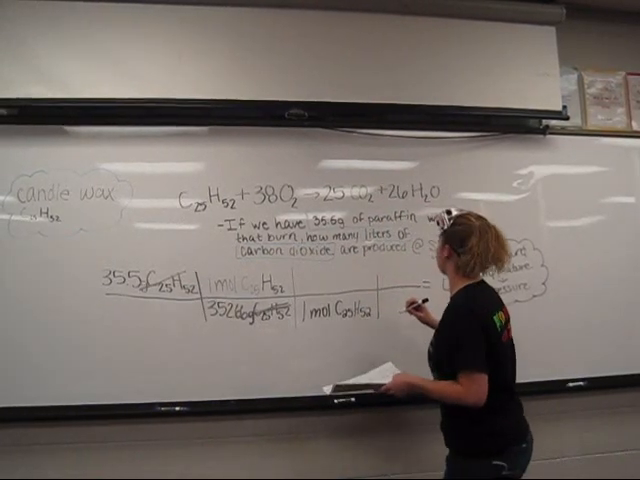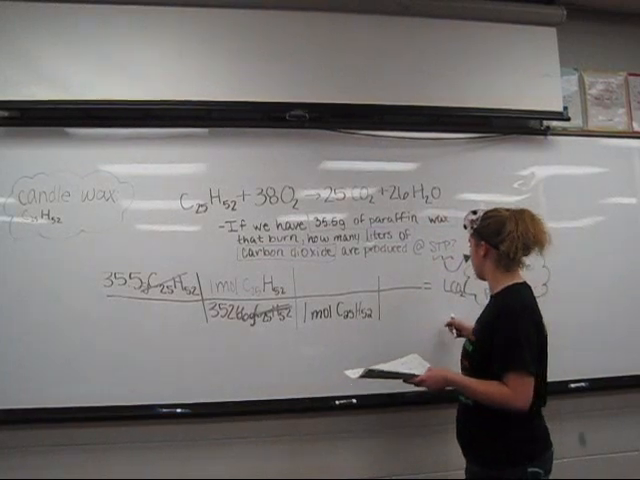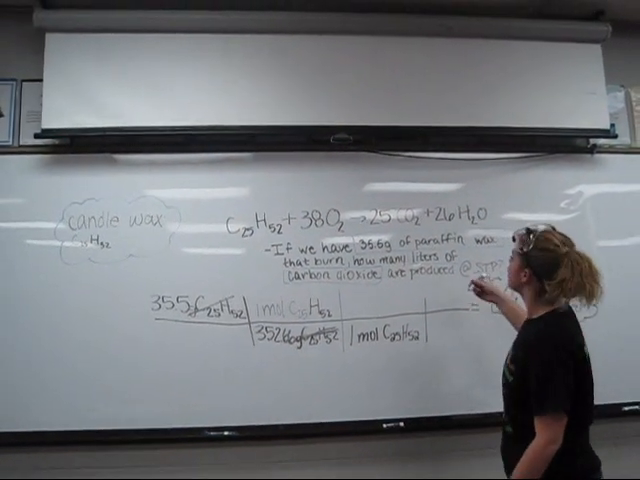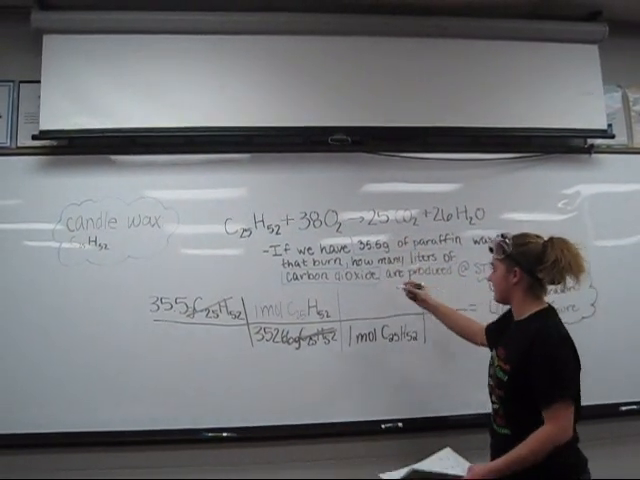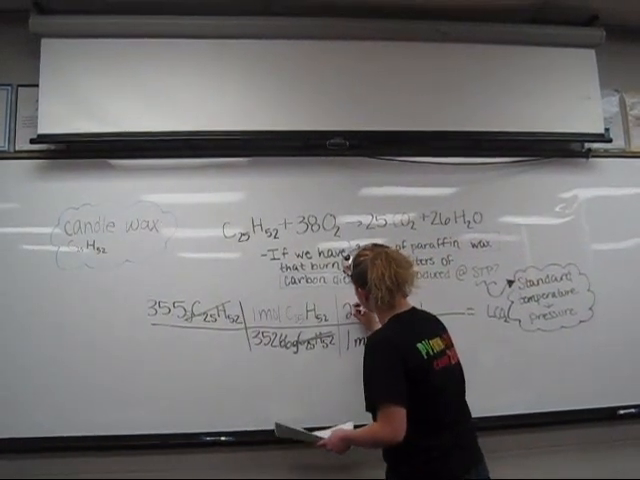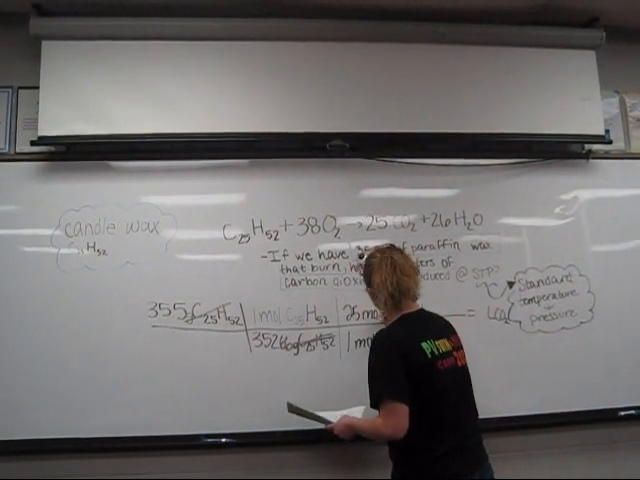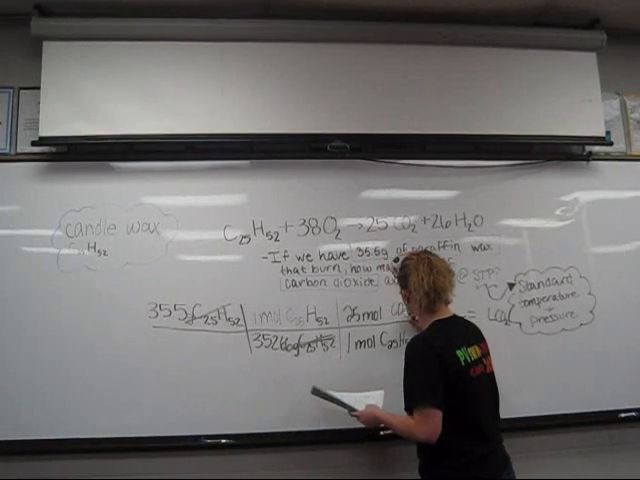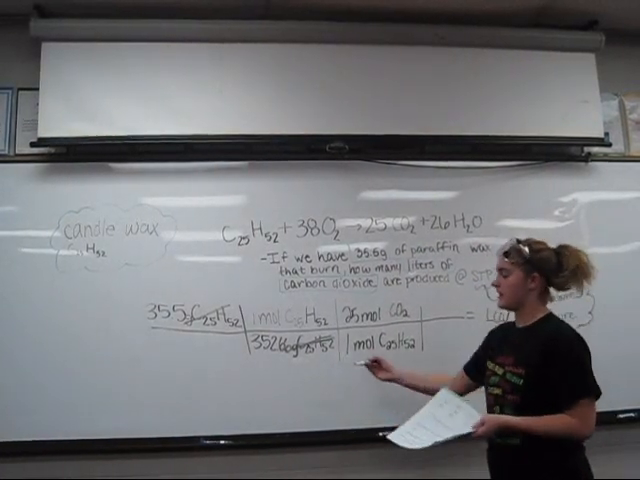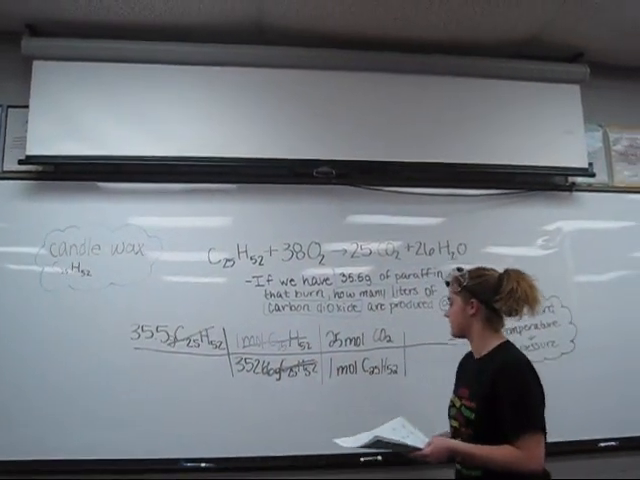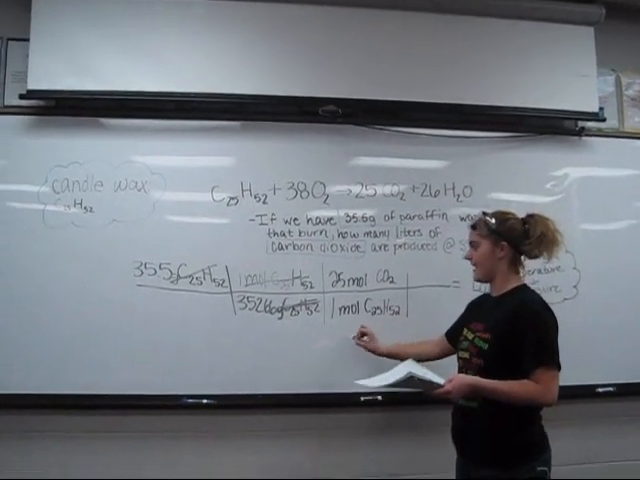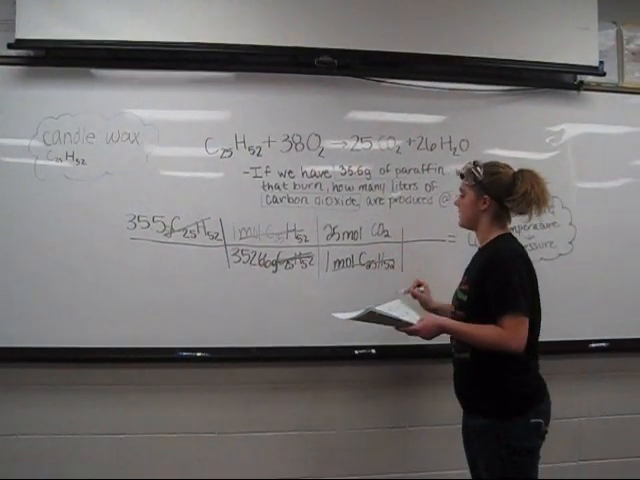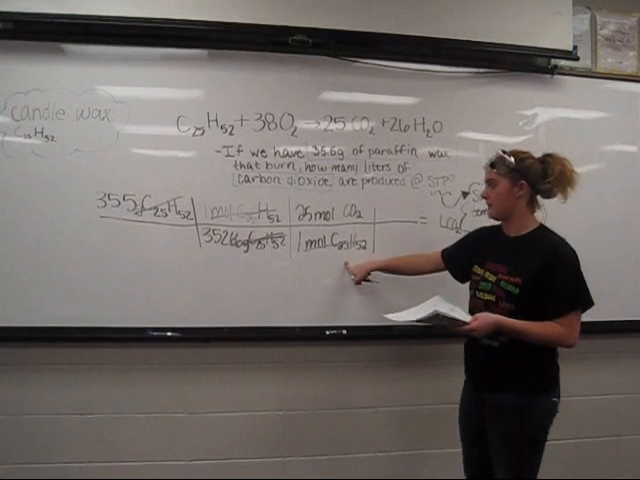And then on the top, we have to look at liters of carbon dioxide. The coefficient is 25. Now, from there, we can cancel moles of C25H52, which is paraffin wax, and then the same thing on the bottom.